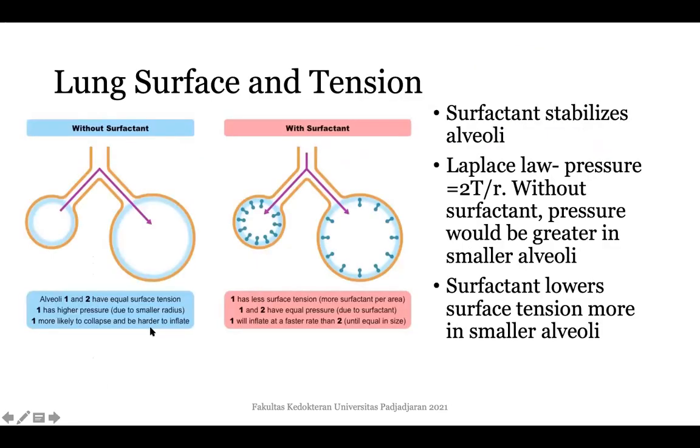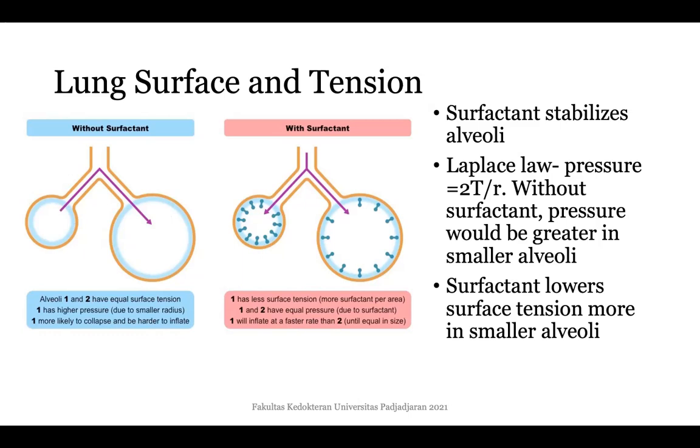Another issue in the surface tension situation is that the alveoli in our lungs aren't exactly the same size. If you remember the law of Laplace, the radius is involved in the pressure in the alveoli. So when we have different radii of alveoli, the pressure will also be different. And then the air from the smaller alveoli will come into the larger alveoli. This is not what we want.